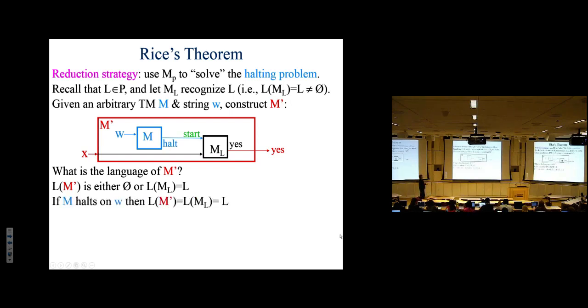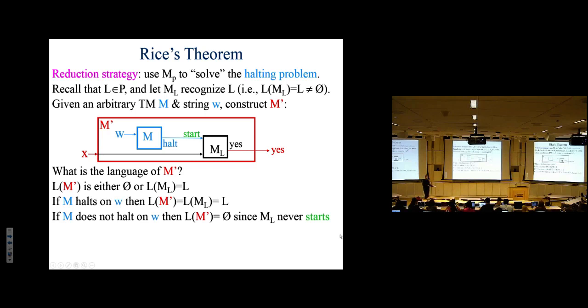All right, but remember, the empty language is not part of our property. L is. That's how we picked L. That's why we made the property not have the empty language in it. So if there's some oracle that tells us whether the language of this machine M prime has this property, we know that M would halt on W. If it doesn't have this property, M will not halt on W.